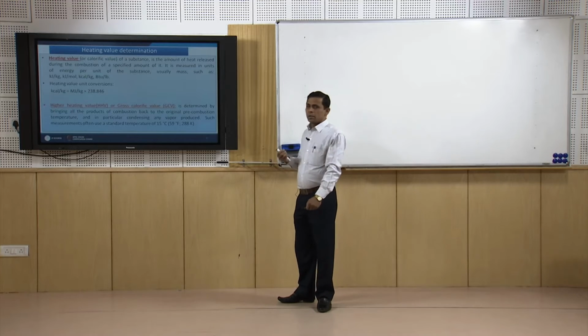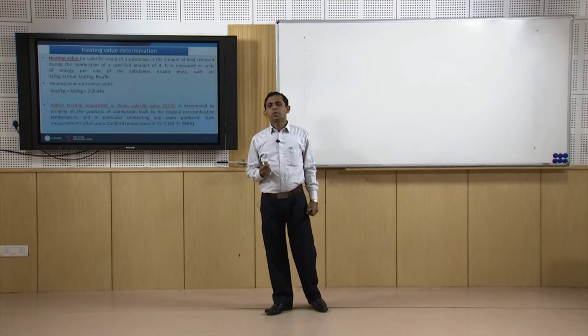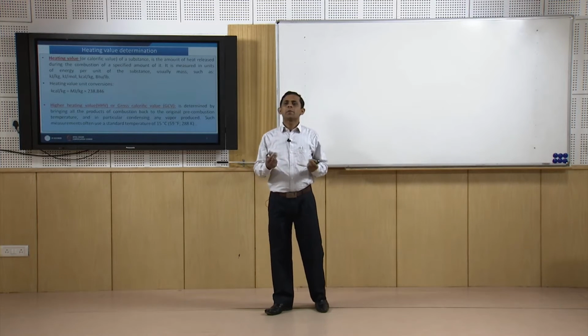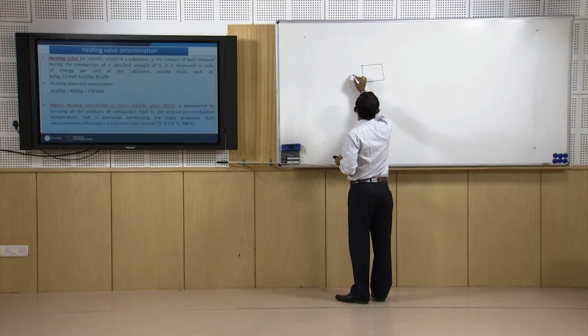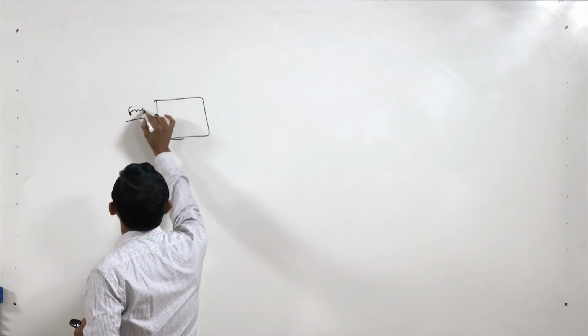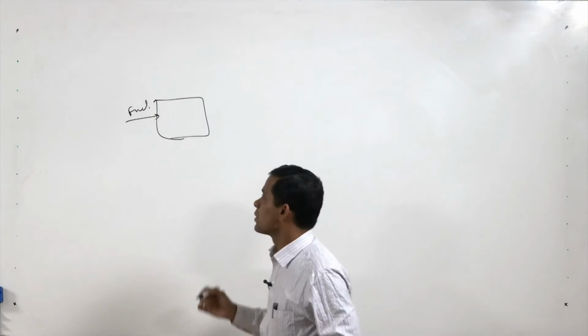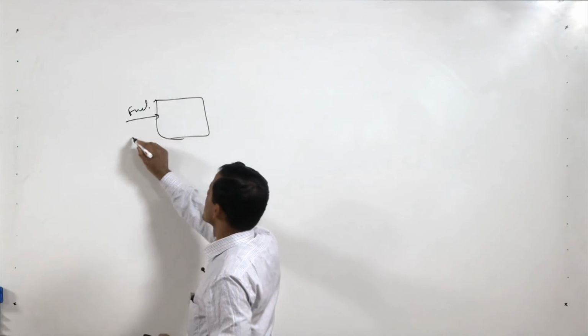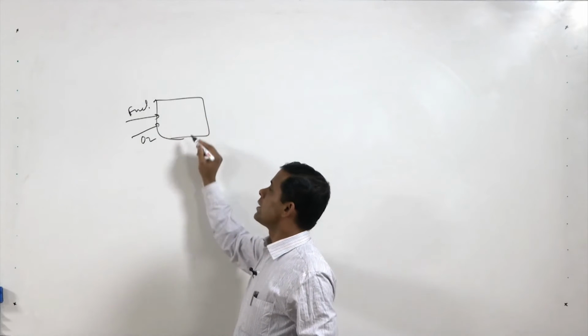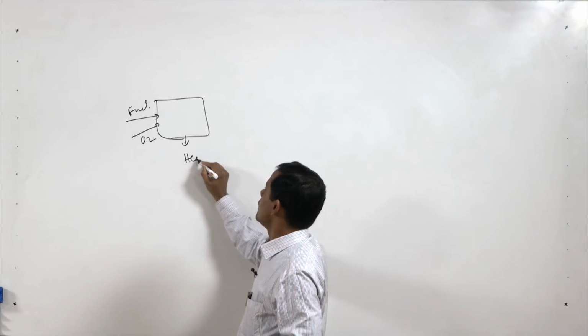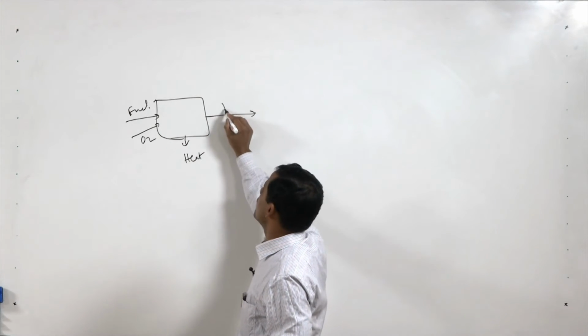If we combust some amount of waste, it will generate some amount of heat. So, that heat can be used for different applications. So, if we consider say one combustion chamber is there, we are putting some fuel, say solid waste maybe, that solid waste we are combusting, oxygen is also sent. So, after combustion heat is released, and it is going through the flue gas.